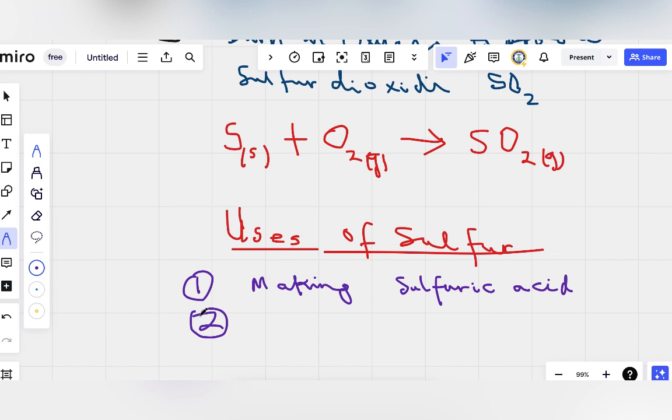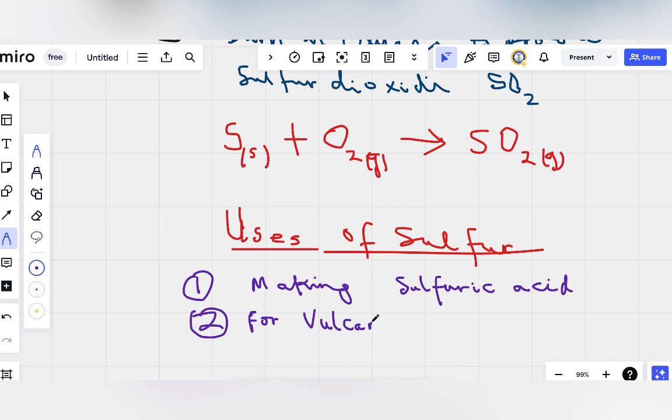Another use of sulfur is that it's added to rubber, like car tire rubber, to toughen it. This process is called vulcanizing the rubber. So we can simply say it's used for vulcanizing rubber, for making the rubber tougher so that it can form tires.